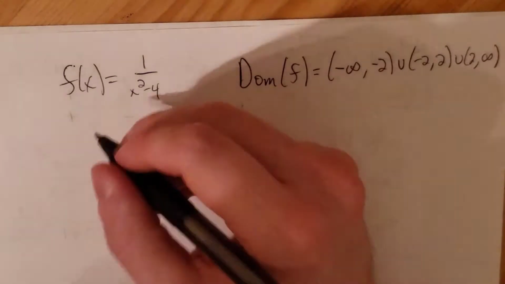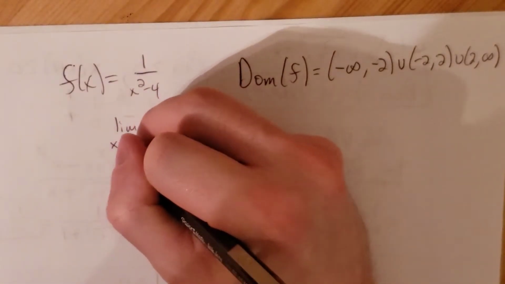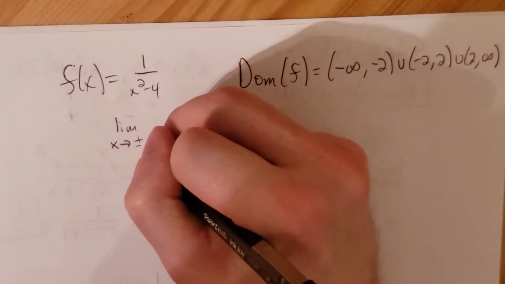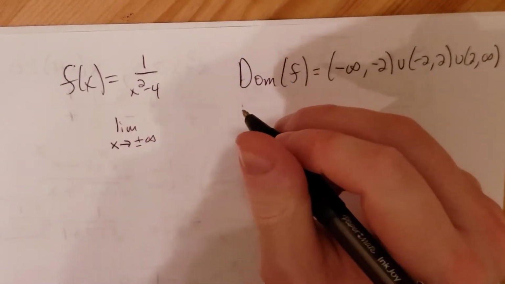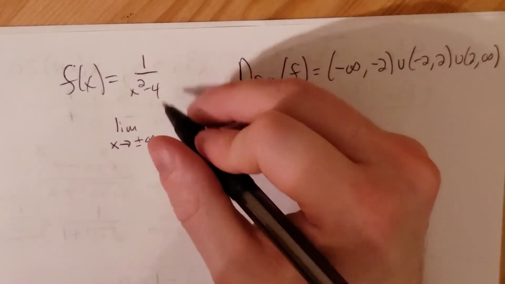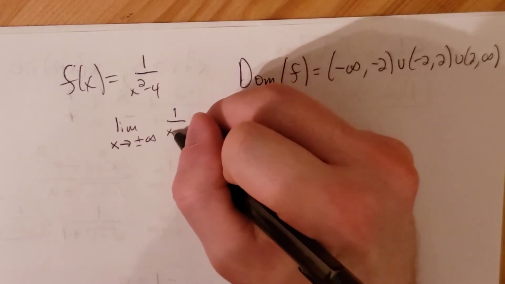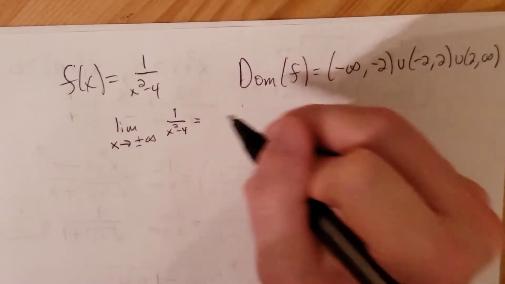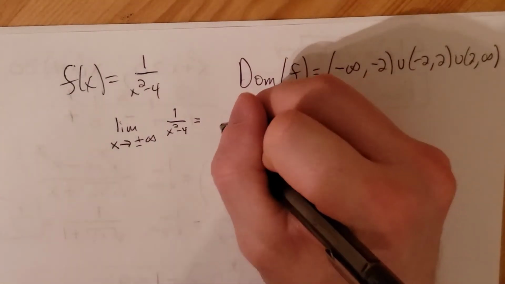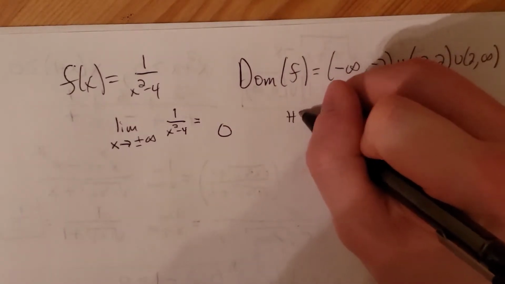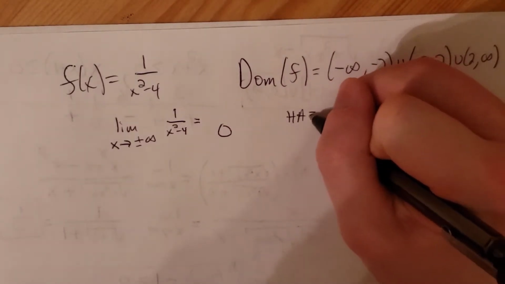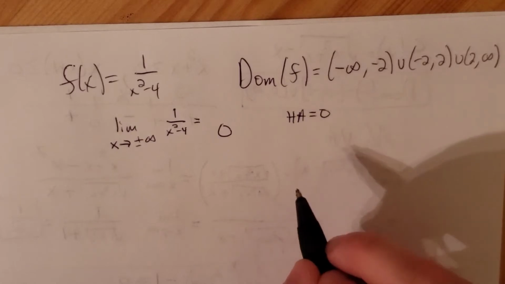For horizontal asymptotes, we notice that the limit as x goes to positive or negative infinity, both of these, of the function f of x here, 1 over x squared minus 4, both of these go to 0. So we get a horizontal asymptote of 0.